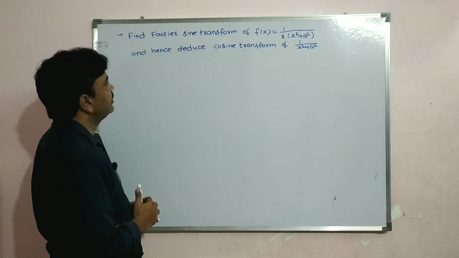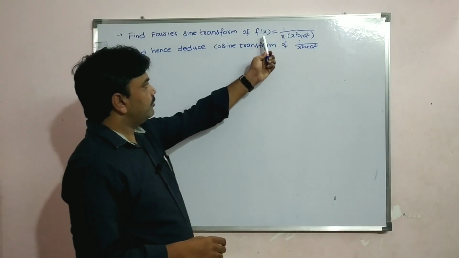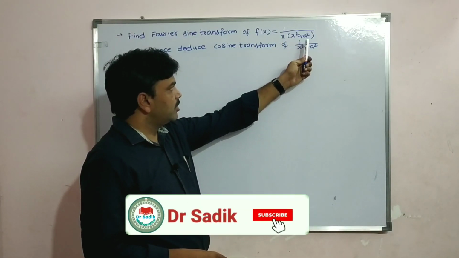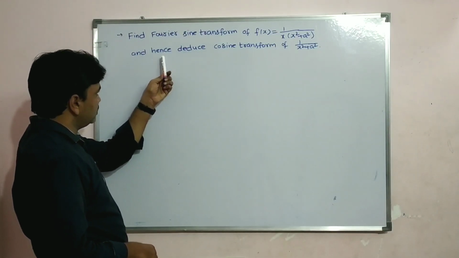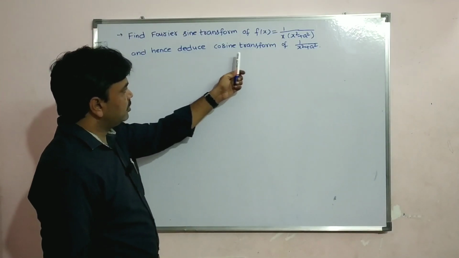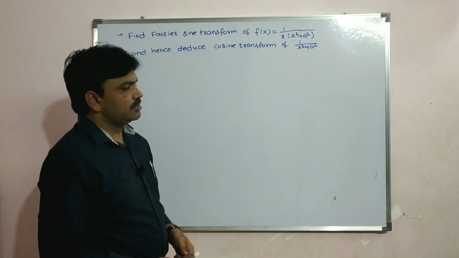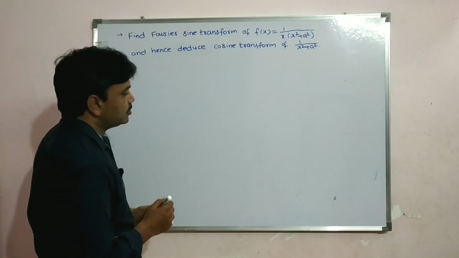Find the Fourier Sine Transform of f of x equal to 1 by x into x square plus a square, and hence deduce the cosine transform of 1 by x square plus a square. Solution, students.